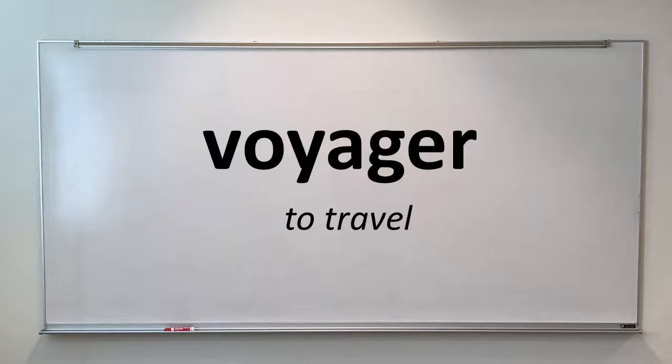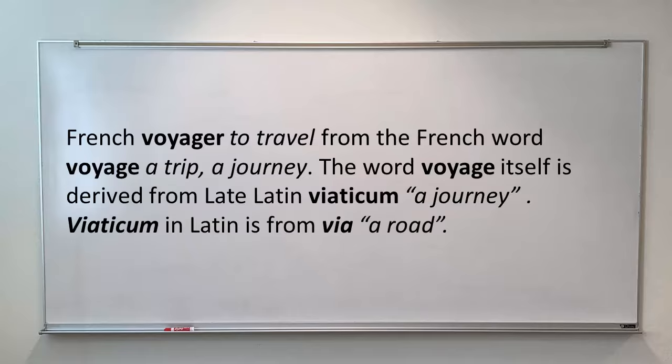But first, let's voyage into the past and take a look at the verb voyager. Where does it come from? Well, it's from the French word voyage, and you're probably familiar with the expression bon voyage, have a good trip. So the word voyage itself is derived from the late Latin word viaticum, which meant a journey. So viaticum in Latin is from the word via, which meant a road. So you can think of viaticum as, in a sense, a trip down the road or a journey.